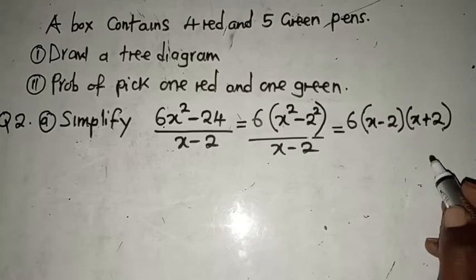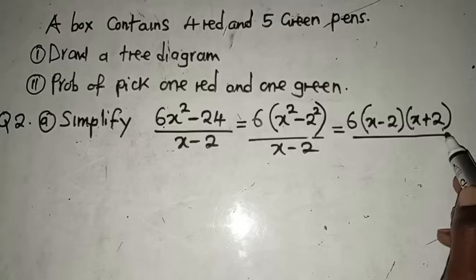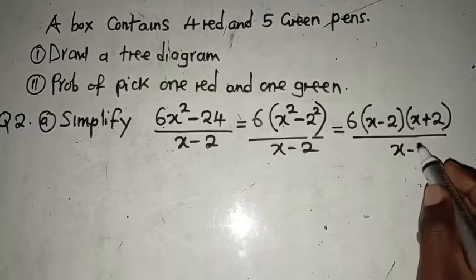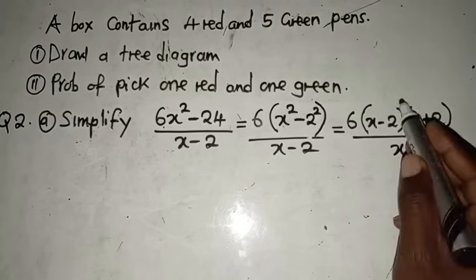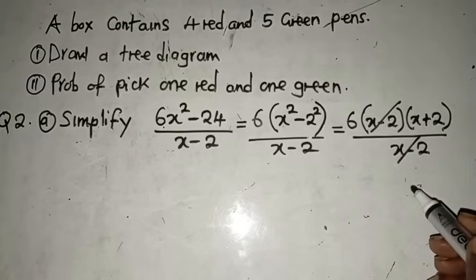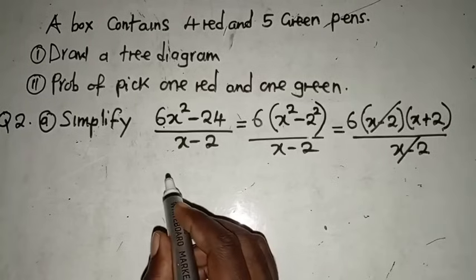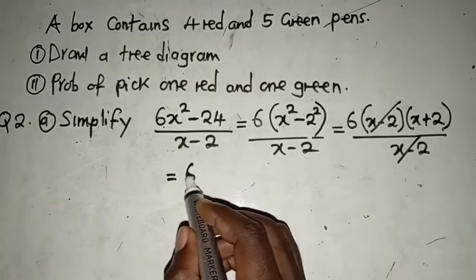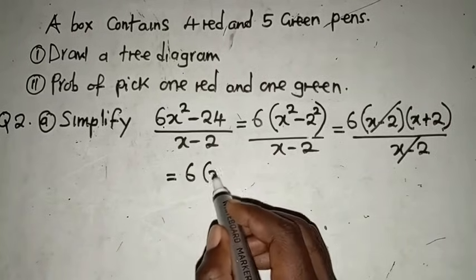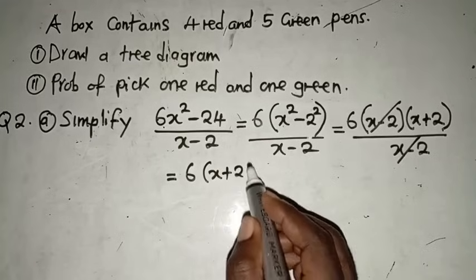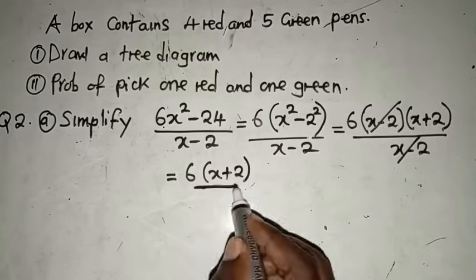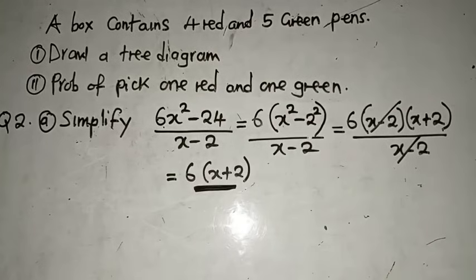This is what we need to get and understand. This is x minus 2 there. This and that can cancel out. What we are going to have there will be 6, then x plus 2 as our answer. Like that. We are done.